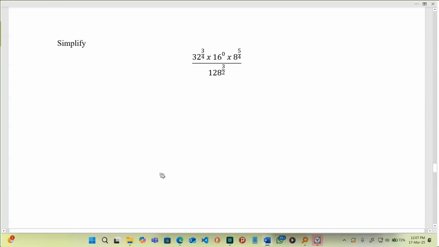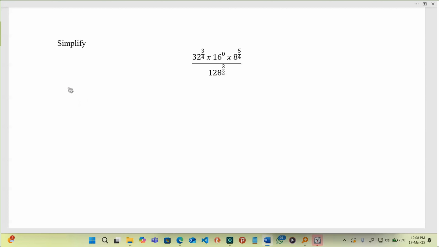Let us simplify this now. Simplify 3 to the power 3 out of 4 times 16 to the power 0 times 8 to the power 5 out of 4 divided by 128 to the power 3 out of 2. So this is 8 by 4, and this can also be obtained by having 64 times 2. Then we again have 8 squared times 2, still giving us 128.